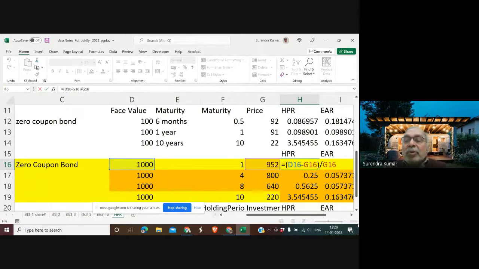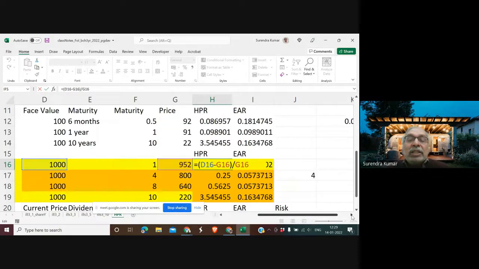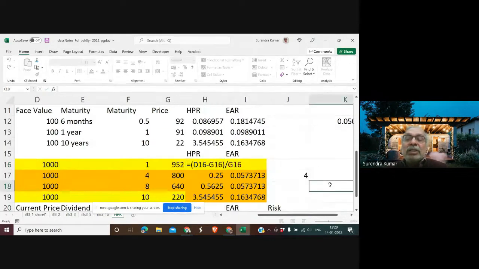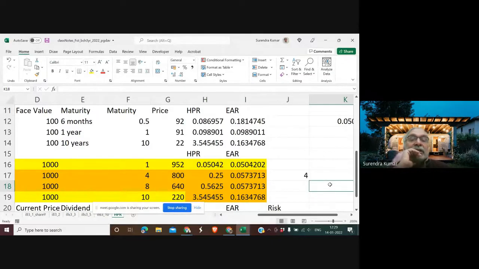So in these four cases, it is the 10-year zero coupon bond which is the best. Okay, something which is, now we can do some manipulation with this.